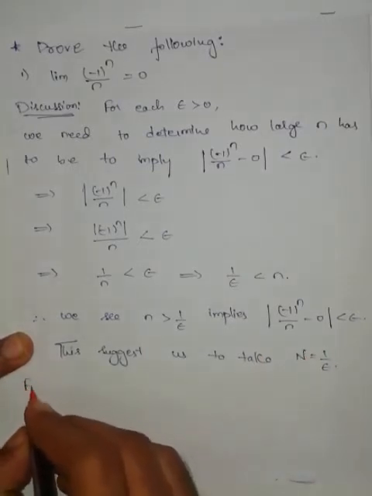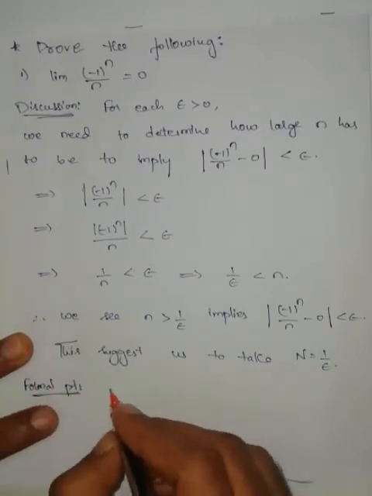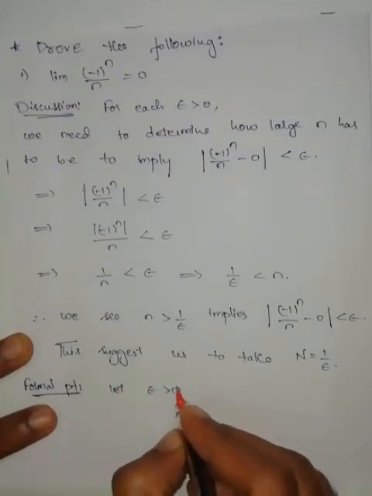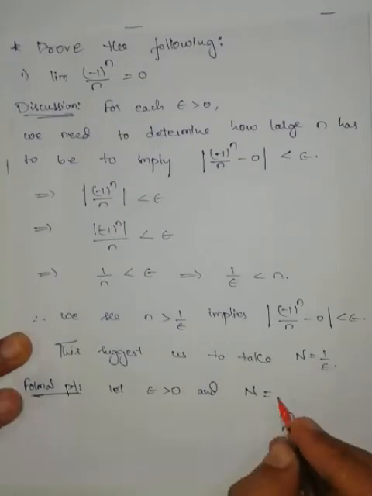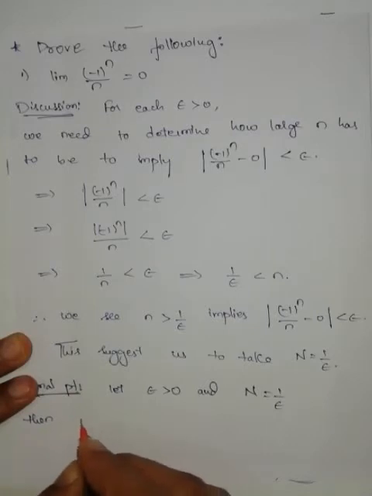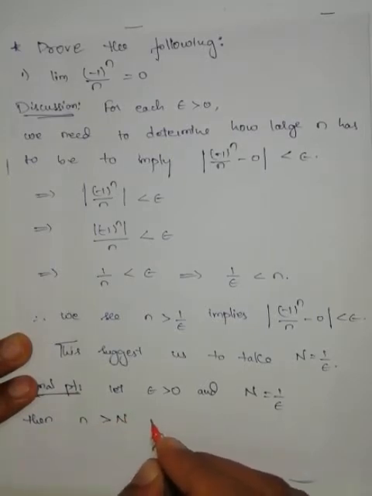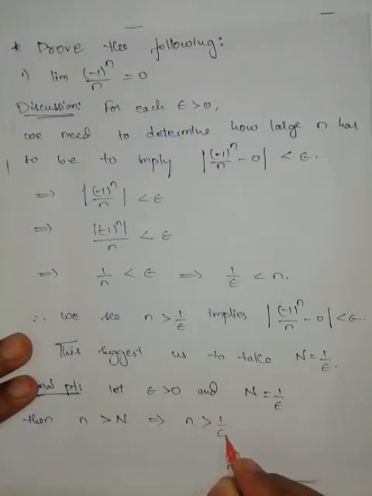Now, formal proof. Let epsilon greater than 0 and capital N, what we have discussed just now, capital N is equal to 1 by epsilon. Then small n greater than capital N implies small n is greater than 1 by epsilon. This I can write, cross multiply, epsilon is greater than 1 by n.